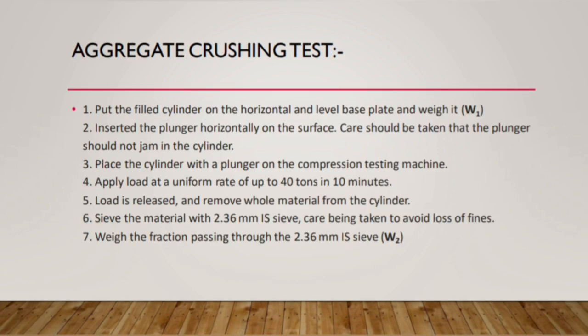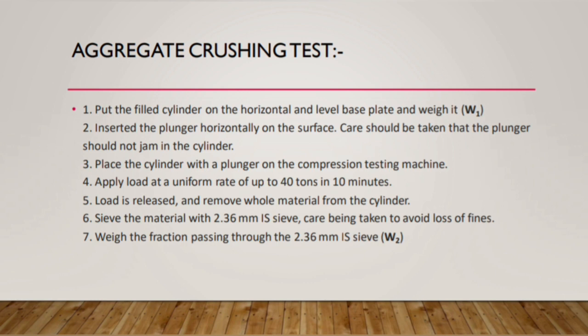Aggregate crushing test. First, put the filled cylinder on the horizontal and level base plate and weigh it as W1. Then insert the plunger horizontally on the surface. Care should be taken that the plunger does not jam in the cylinder. Place the cylinder with the plunger on the compression testing machine. Apply the load at a uniform rate up to 40 tons in 10 minutes. The load is released and the whole material is removed from the cylinder.